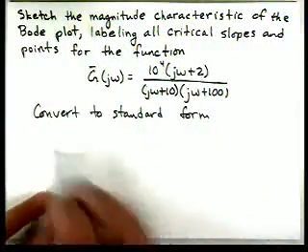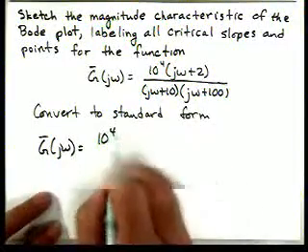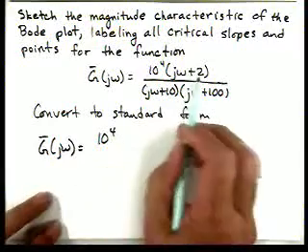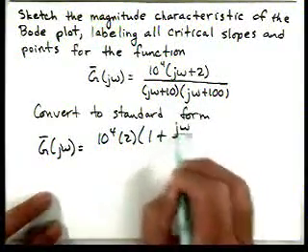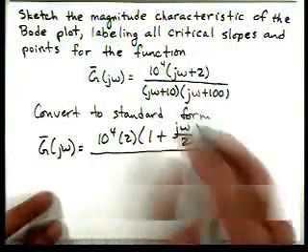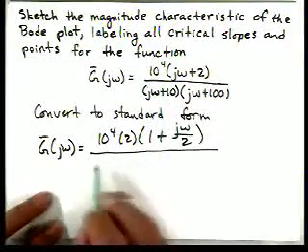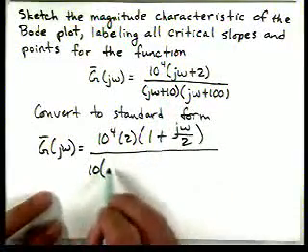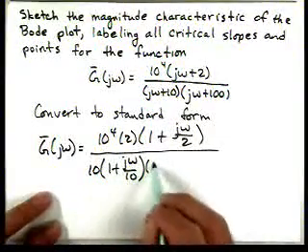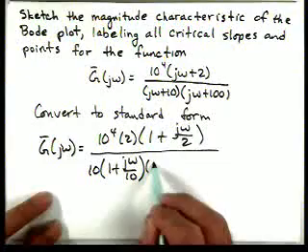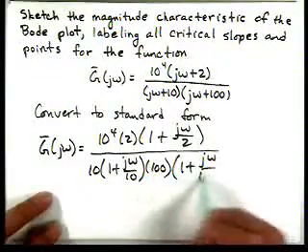To do that, for instance, we'll have 10 to the 4th, and to convert this first term to standard form, we're going to divide through by 2, so we'll have 2 times 1 plus j omega over 2. And down here, for this term, we'll factor out a 10. We'll have 10 times 1 plus j omega over 10. And then we'll have 100 times 1 plus j omega over 100.